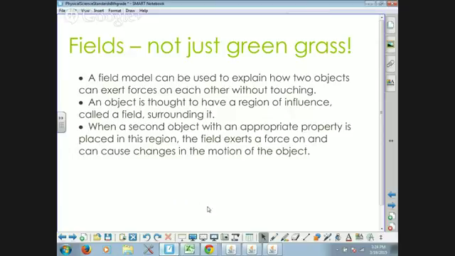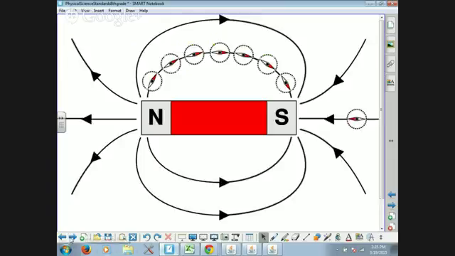But a field model is something that we use to explain how two objects can exert a force on each other without touching. Let me give you an example. Here's a picture of a magnet, and here are the field lines. Notice that the field lines are moving from the north to the south pole, but it's not like when you look at a magnet that you're actually going to see that. You've played with magnets the last month. You don't see the field lines unless we do something else special with it, like with the iron filings, which we'll talk about. So if you're not seeing the field lines, you need to model them.